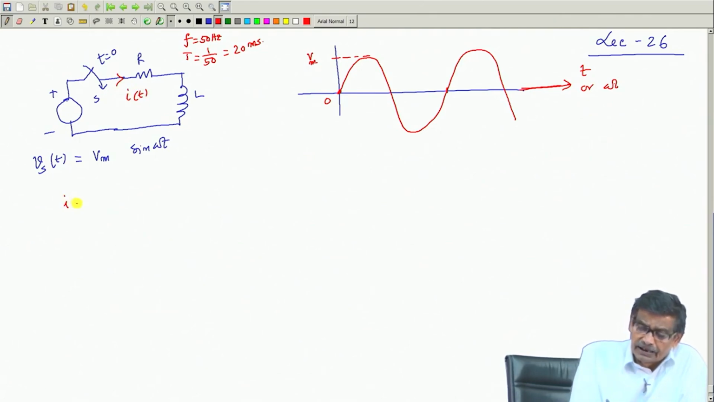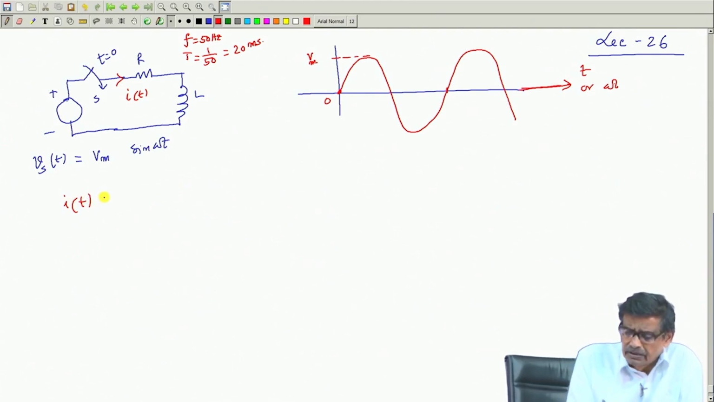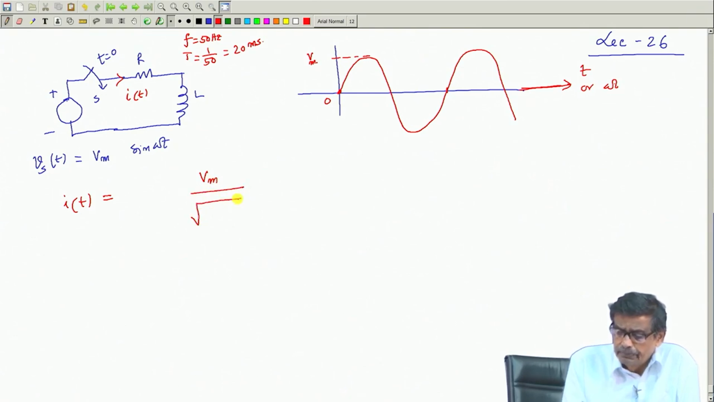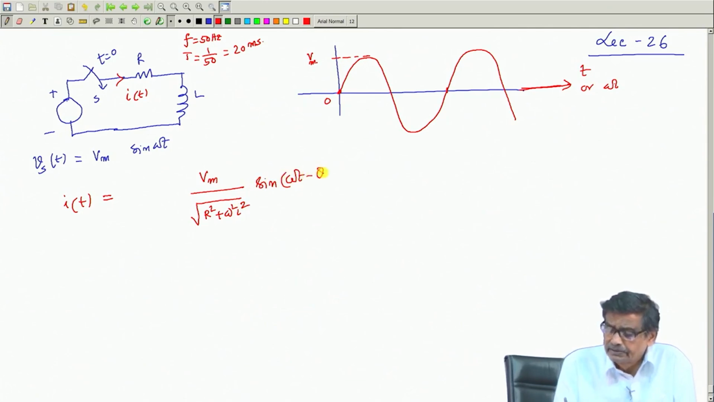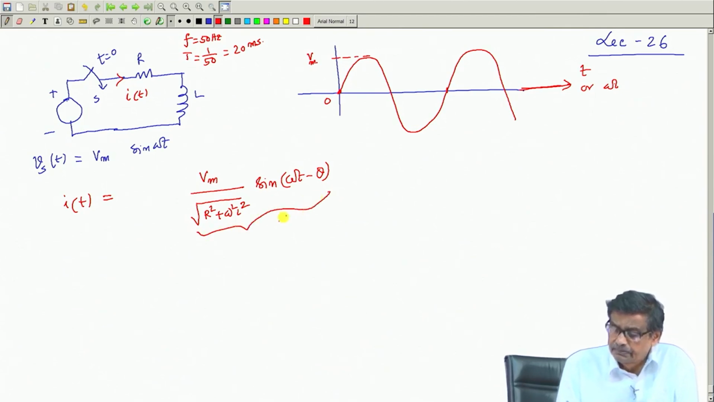the expression of the current, behind all those mathematical steps, forcing function, natural response, it will be like this: V m by root over R square plus omega square L square, into sin of omega t minus theta. It was obtained earlier with longhand calculations, where this part is the steady state part, the steady state solution. What is tan theta?